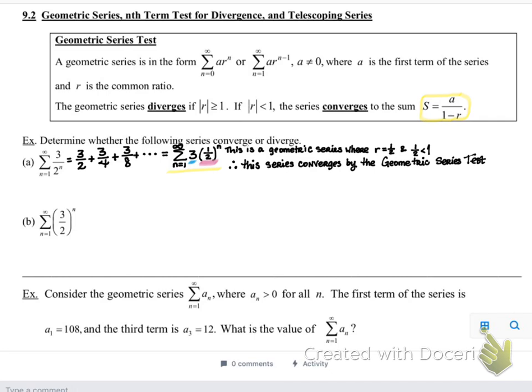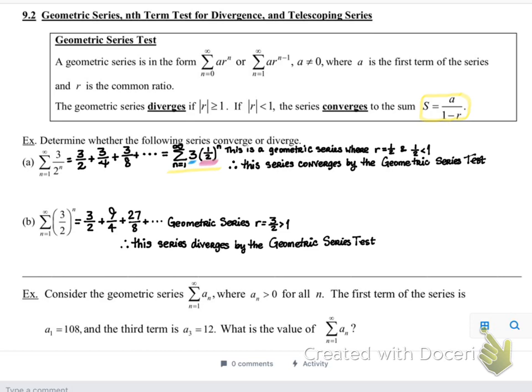You can see here that your common ratio is 1/2. 1/2 is less than 1. Therefore, this series converges by the geometric series test. Those words are all important. You will need to be able to show what R is, and you will need to state this series converges by the geometric series test, or whatever test you are using.